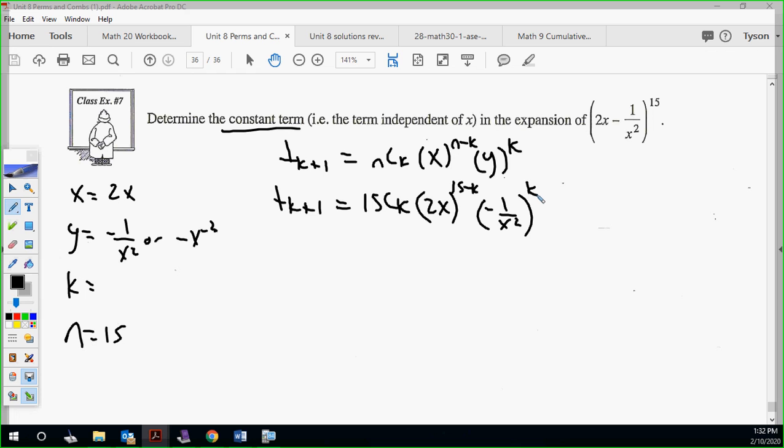It is helpful here because we only care about the variables. That negative sign's kind of an ugly thing we don't want to worry about. So it is helpful here to separate that out, like I showed you in the previous problem. So 2x to the 15 minus k. I'm going to write this as a -1 to the k. Okay, and then I'm going to write it as x to the -2k. Now the negative's gone. So I moved it up.